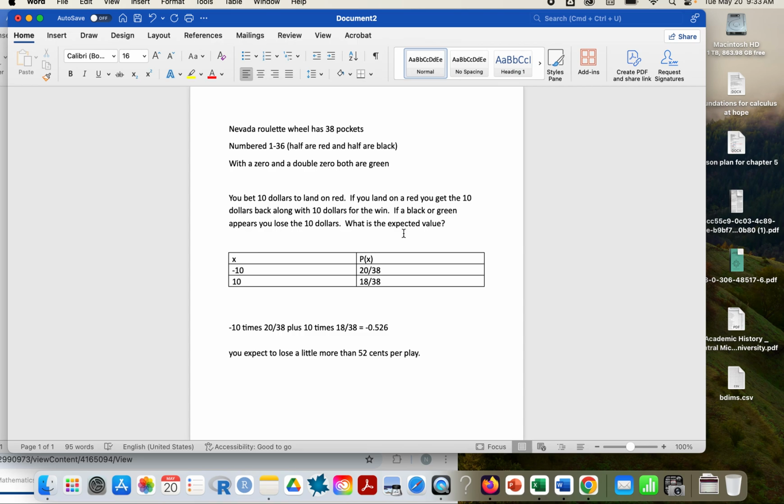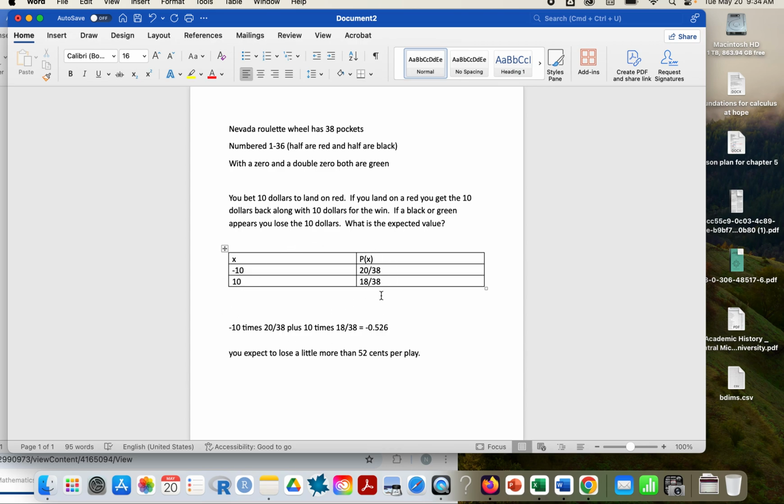Well, what we have to consider is the fact that when we bet on the red, 20 of the 38 pockets are going to result in a negative 10. We're going to lose our $10. And only 18 of the 38 pockets will we win $10. Will we get our money back that we bet, and we get an additional $10?